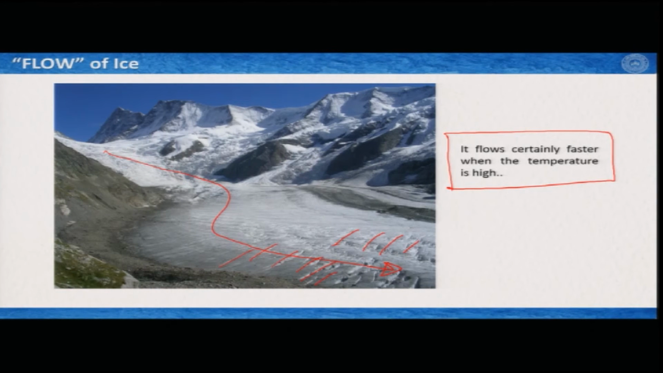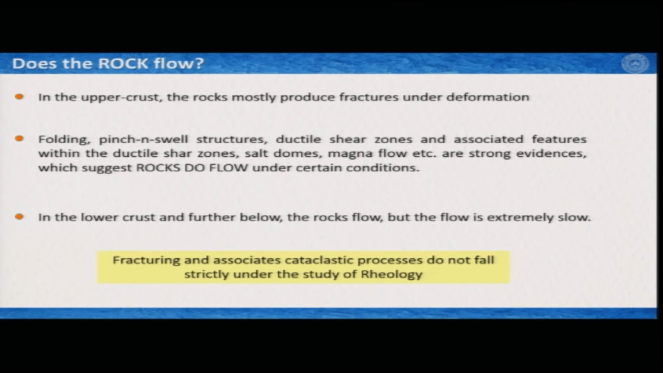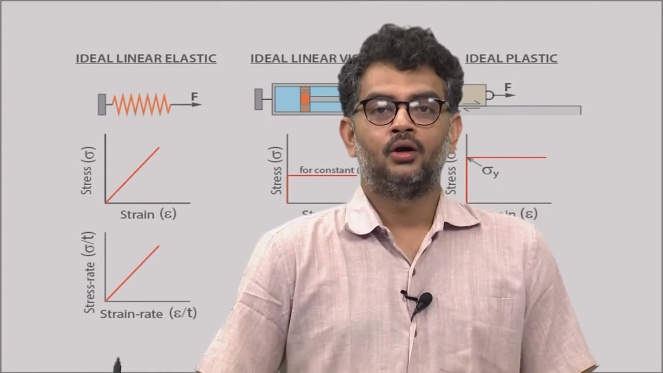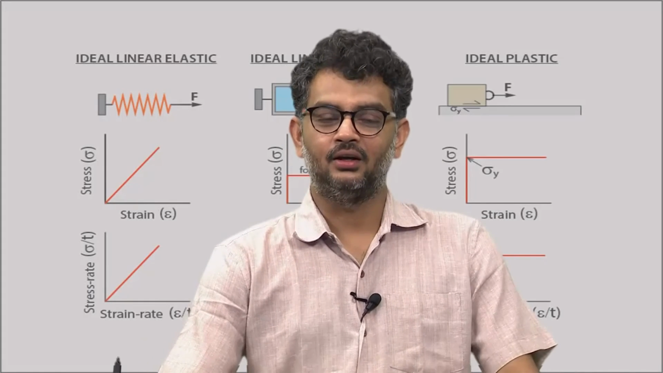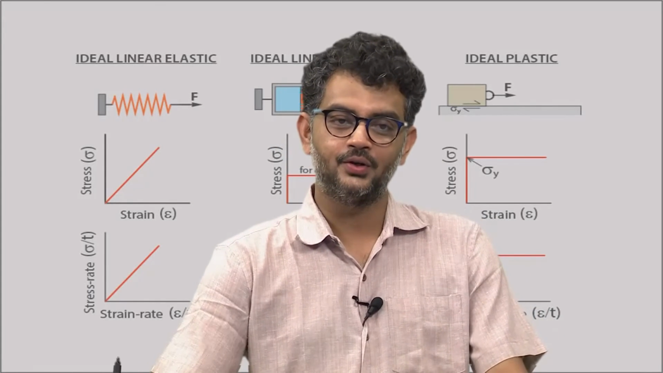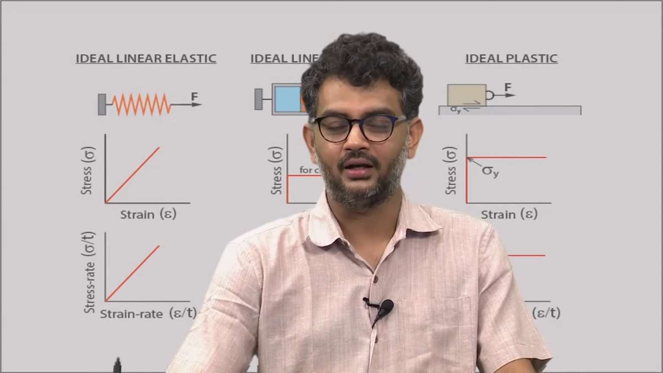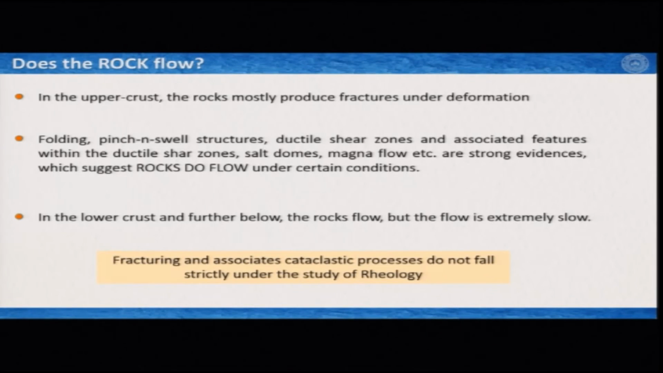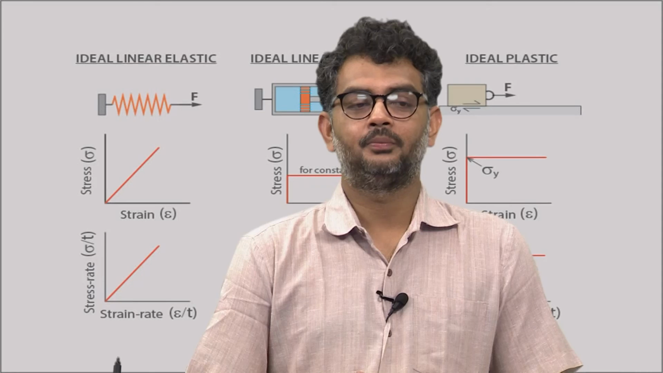So now we really have to ask the question: does rock flow? Because we all live or survive mostly on the upper crust, on the surface of the earth, we don't see every day the rocks flowing, except some videos of magma flows from Hawaii and some other places. So our common assumption is that rocks do not flow, and they mostly produce fractures under deformation. And this assumption is perfectly right when you consider them within the ambience of surface or near surface conditions.